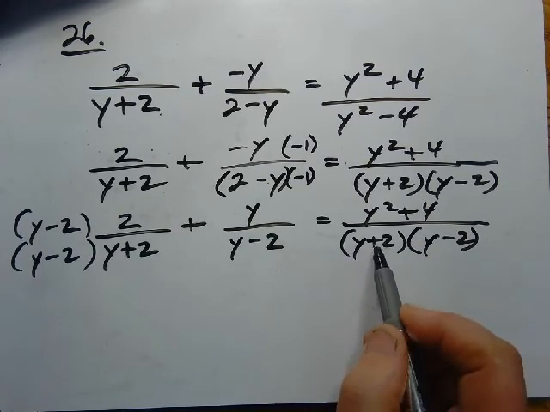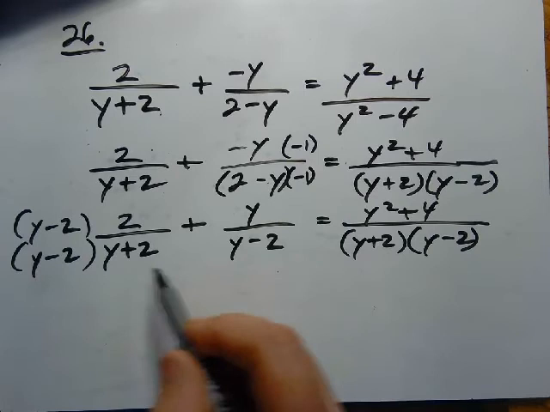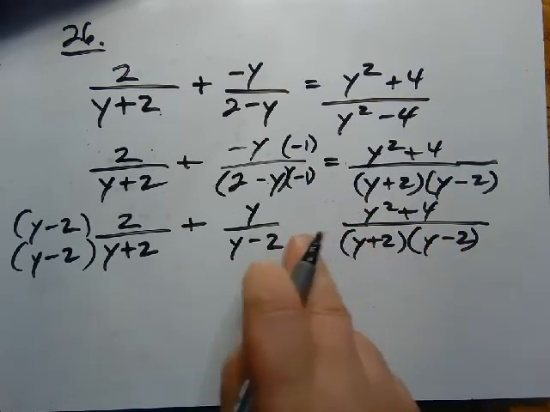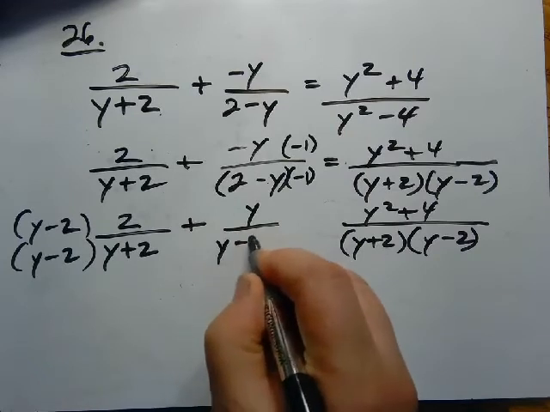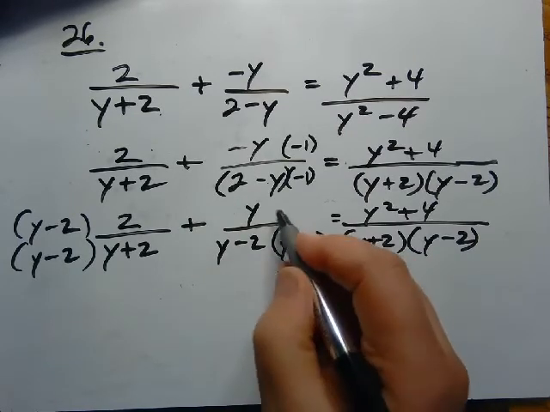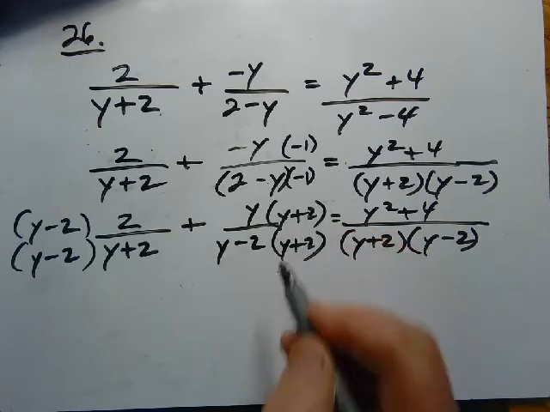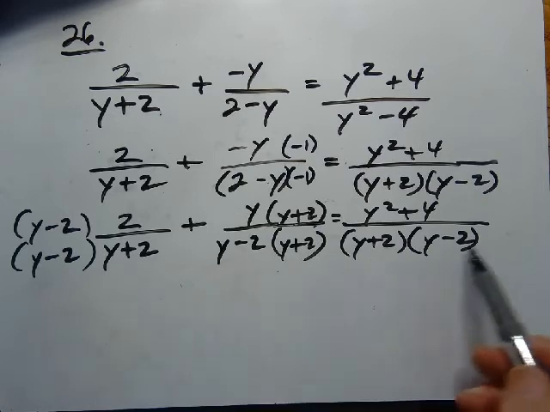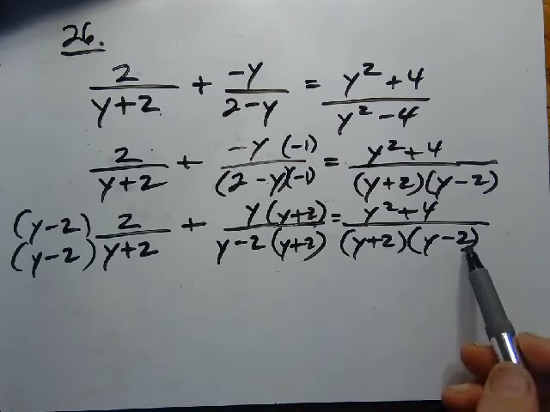And there's y plus 2. It's in this one, but not in this one. Well, I'm kind of out of room here, so I'm going to squeeze it in here a little bit. I'm going to multiply this one by y plus 2 top and bottom. And by doing that, all of these denominators are now the same.